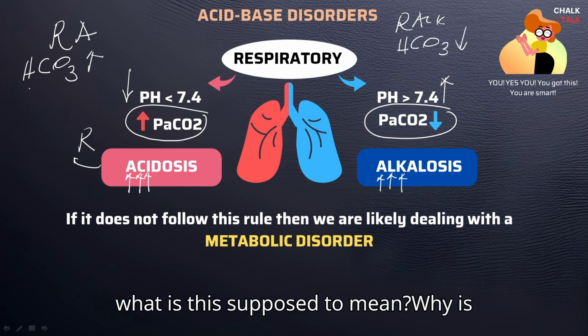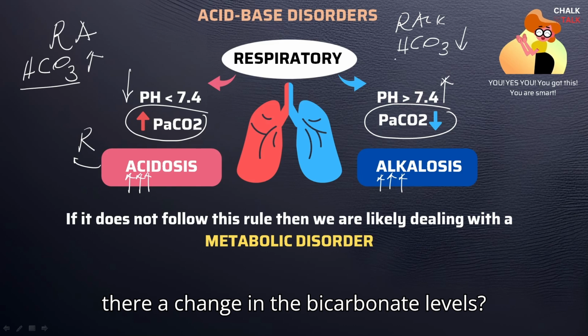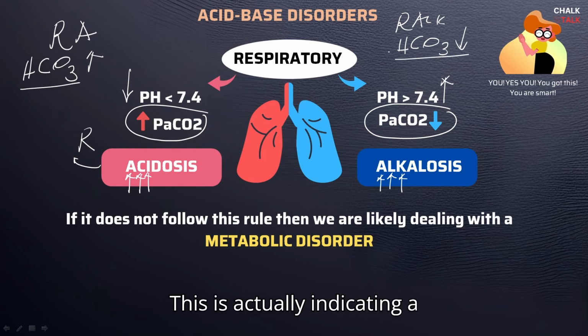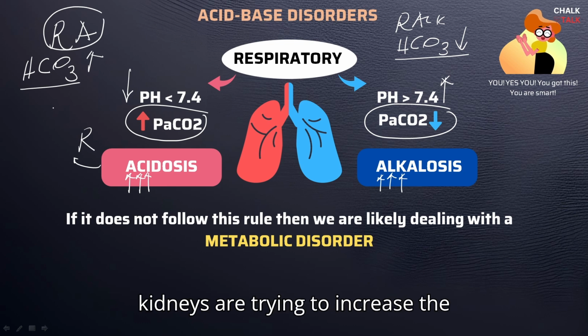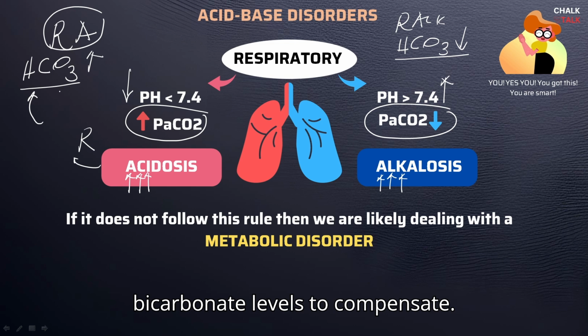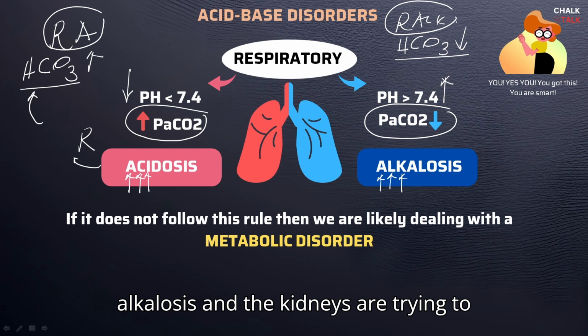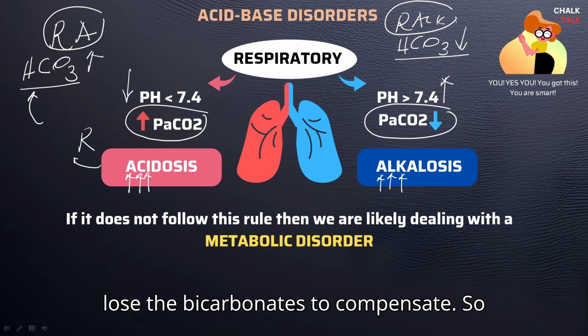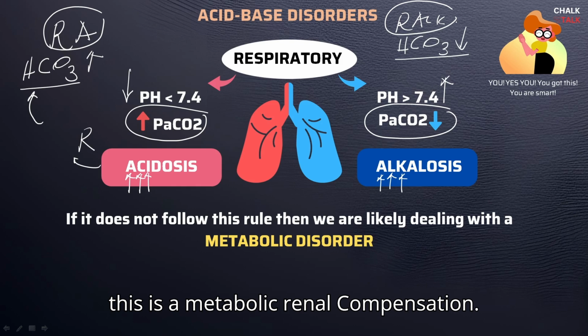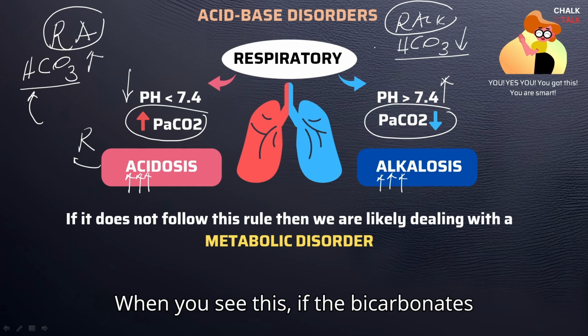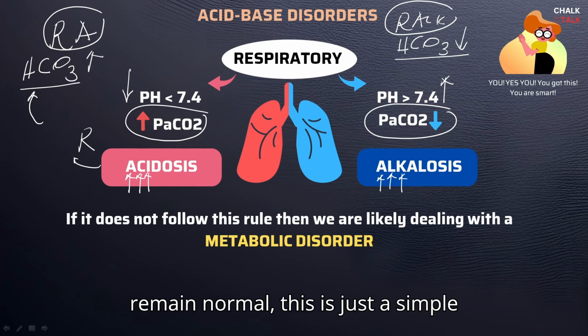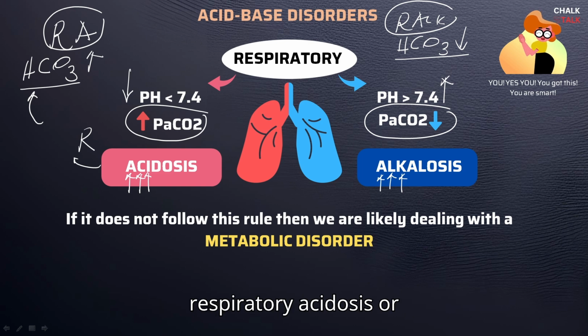So what is this supposed to mean? Why is there a change in the bicarbonate levels? This is actually indicating a compensation. So you have a respiratory acidosis, and the kidneys are trying to increase the bicarbonate levels to compensate. Or on the other side, you have a respiratory alkalosis, and the kidneys are trying to lose the bicarbonates to compensate. So this is a metabolic renal compensation when you see this. If the bicarbonates remain normal, this is just a simple respiratory acidosis or alkalosis.